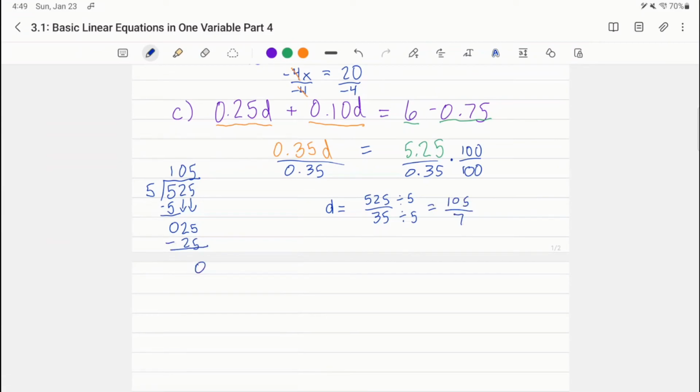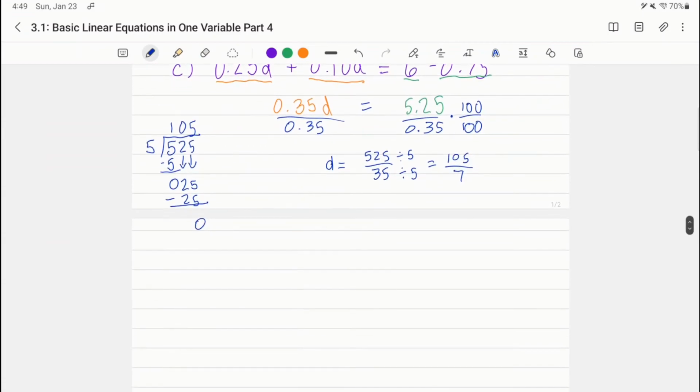We might be lucky enough. I think a 7 goes into 105. So let's double check that. Again, off to the side here. So 105 divided by 7. 7 goes into 1, 0. 7 goes into 10 once. 1 times 7 is 7. Subtract 10 minus 7 is 3. Carry down the 5. 7 goes in 35 5 times. 5 times 7 is 35. Get a remainder of 0.